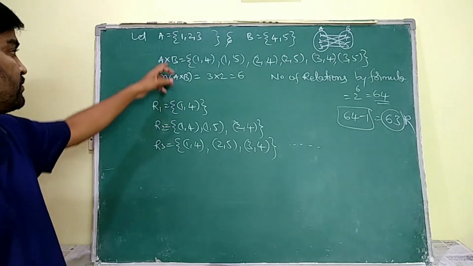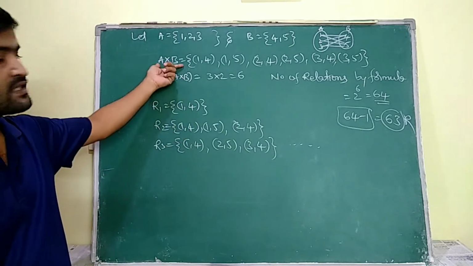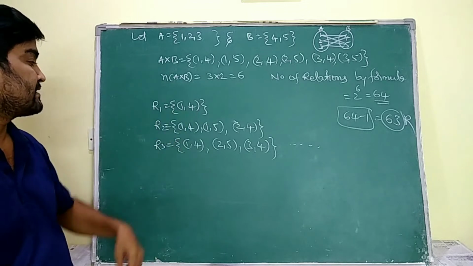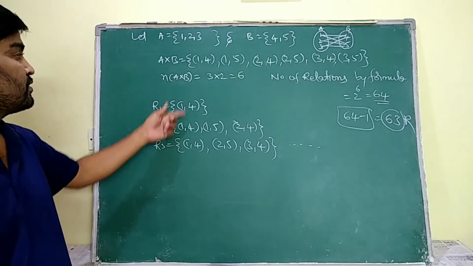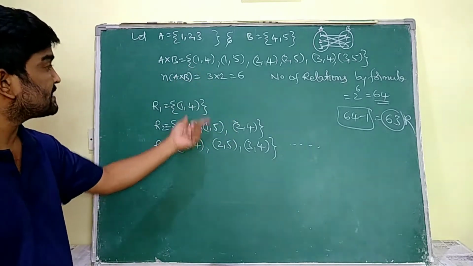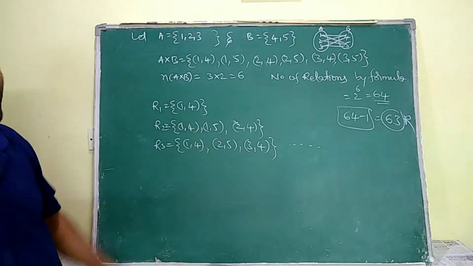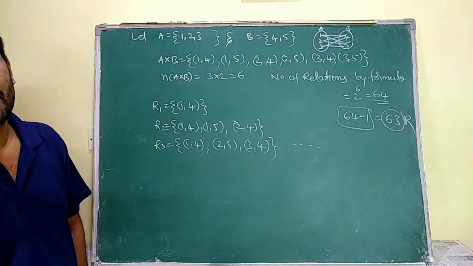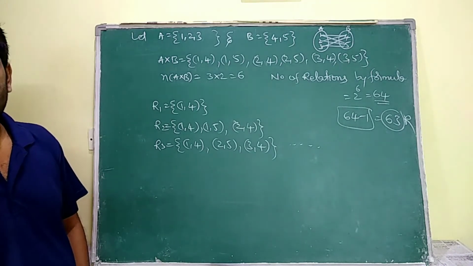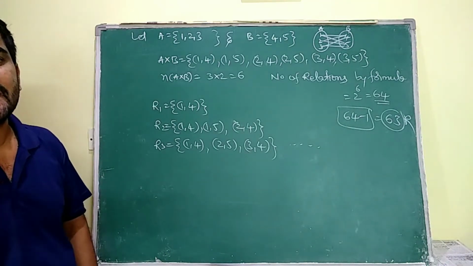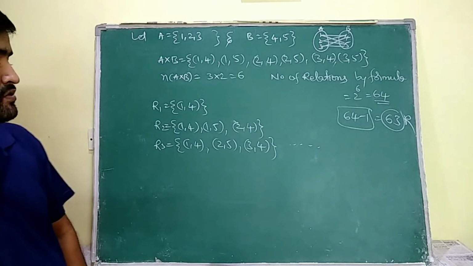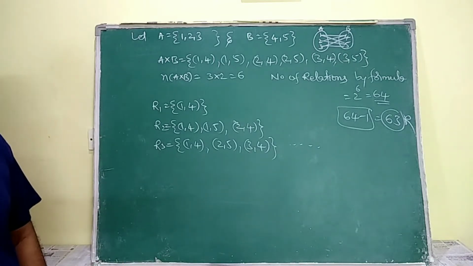So see, now (1,4) is a subset of this A cross B, so it is a relation. Now relation 2: (1,4), (1,5), (2,4). This is a subset of this A cross B, so it is a relation. Like that we are going to write 63 relations. Actually 64, but the empty set is not considered as a relation, so that's why I am going to write 63 relations.